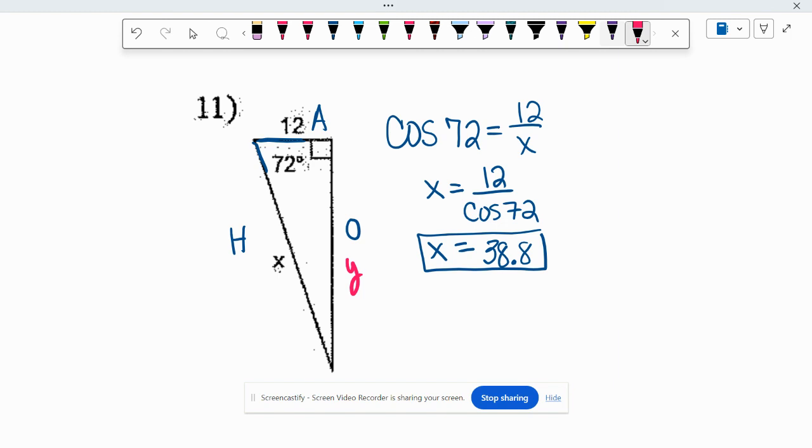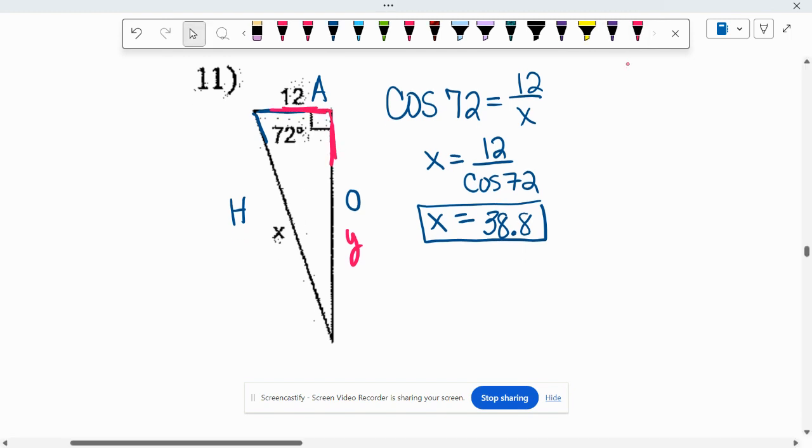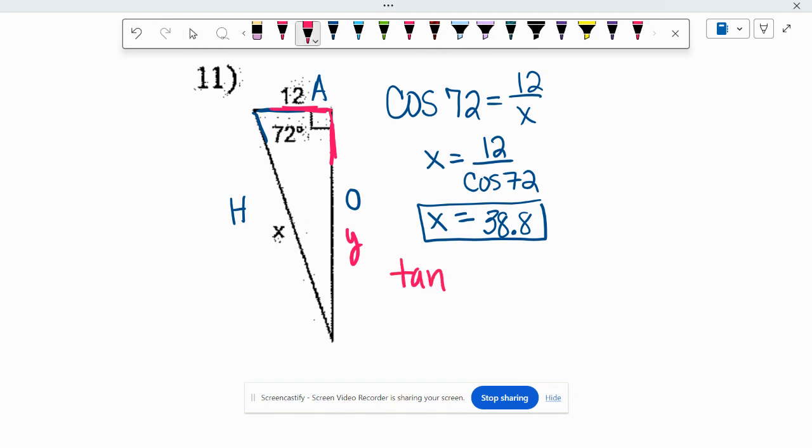Yeah, let's use trig. So I have the adjacent side and the opposite side. What trig function is that, Kane? Tangent. So the tangent of 72 is the opposite over the adjacent.